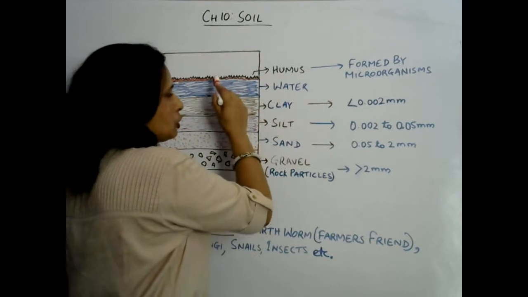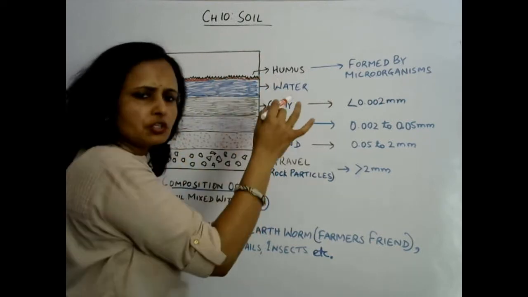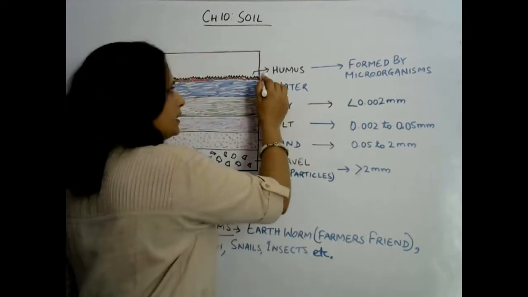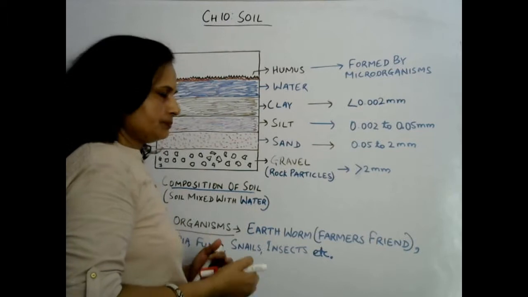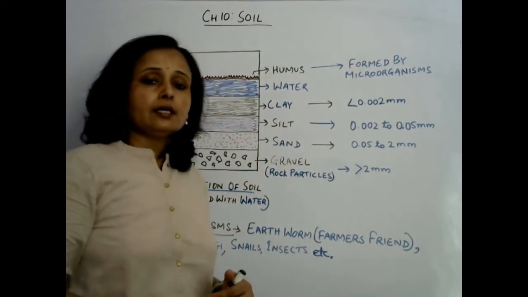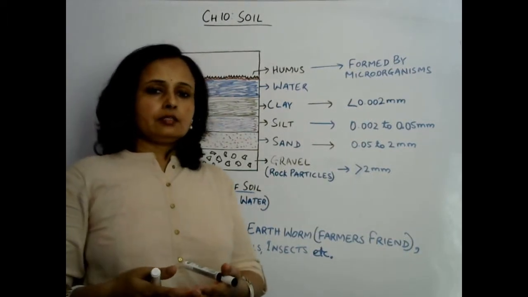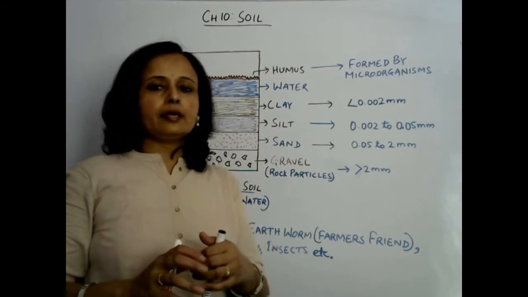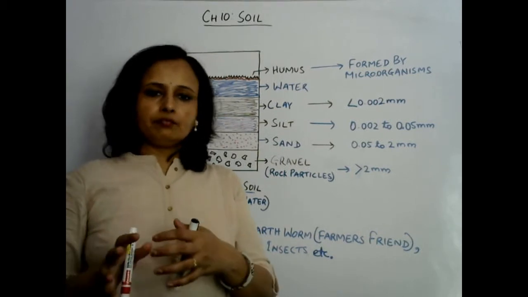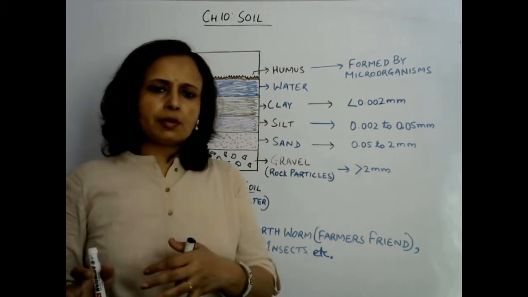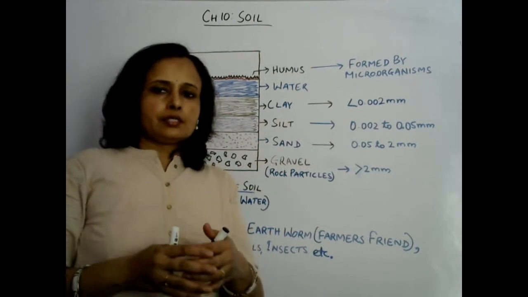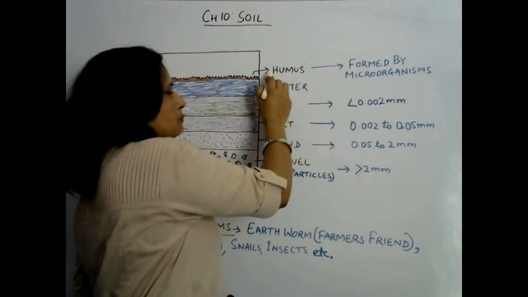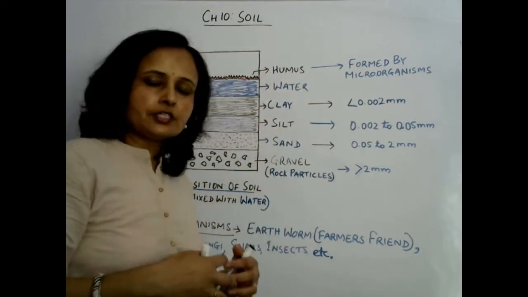Okay, what are these? At the topmost layer, we can see something floating over the water, and it is a little bit blackish dark in color. What is that? That is humus. So what is humus? Humus is basically dead and decayed matter decomposed by microorganisms. Bacteria and fungi decompose dead and decayed matter and convert it into humus. This is an important part of soil because it adds fertility to the soil.